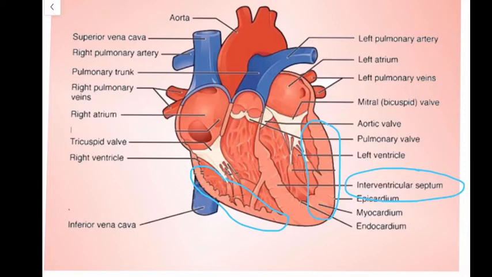That is because, as I mentioned in the basic plan of the circulatory system, the left ventricle has to pump blood to all the tissues and organs of the body, and the right side only pumps blood to the lungs. So the left side has to create a lot of force compared to the right side, and that is why the thickness is more in the left ventricle.